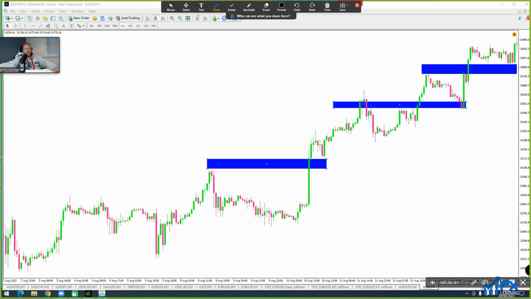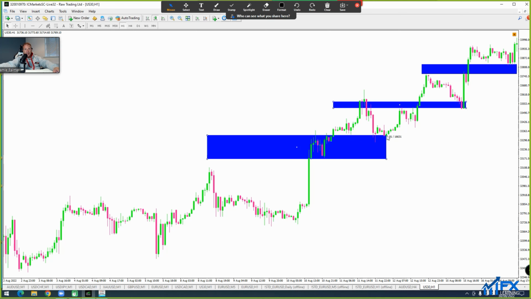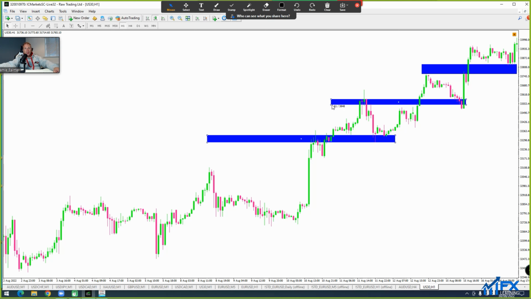I've actually drawn that wrong. Let's draw that just here again. There we go, okay? I've now redone my support and resistance level, okay? Price has created a new high, it pulls back, it creates a new high, it pulls back, we buy, right?